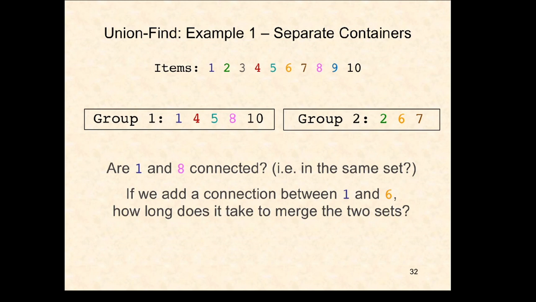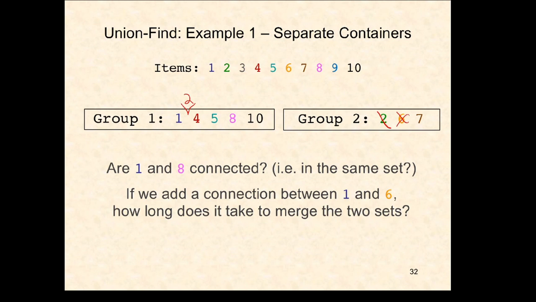If I ask about 1 and 6, I search all these containers until I find the group containing 1. I search all of these containers until I find the group containing 6. Then I say, oh, elements 1 and 6 are in different groups. They can be combined. How do I combine them? Well, let's go through the smaller one. Let's take 2 out of this one and insert it here.